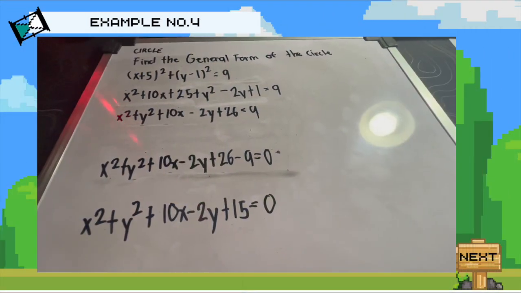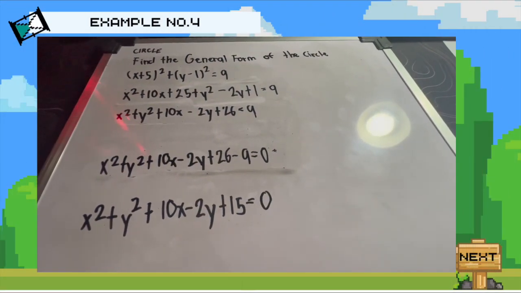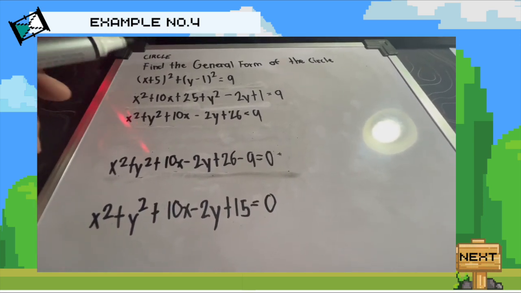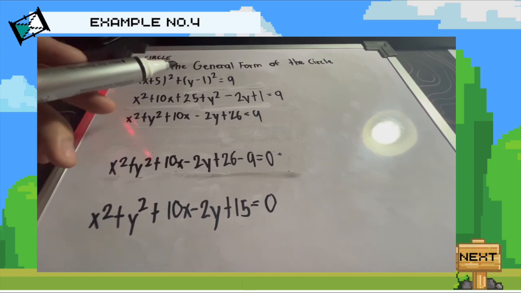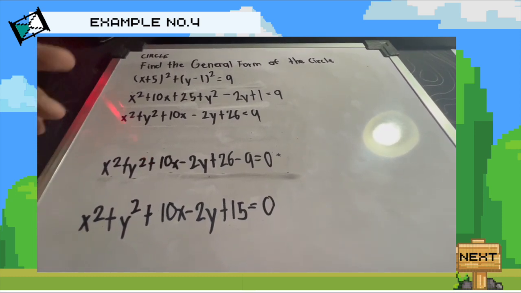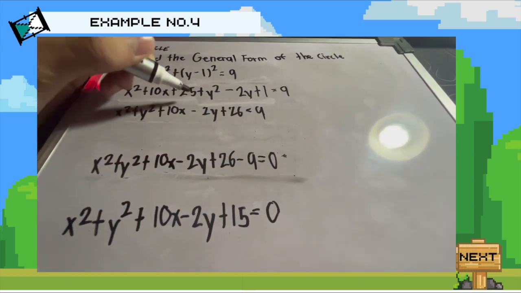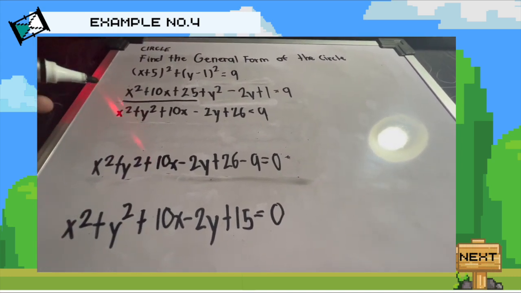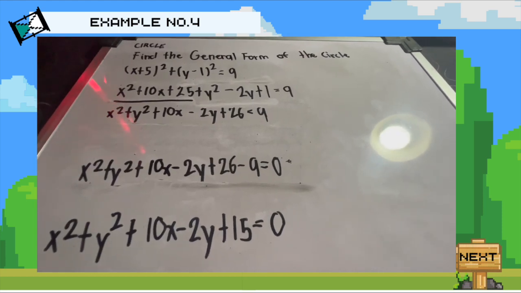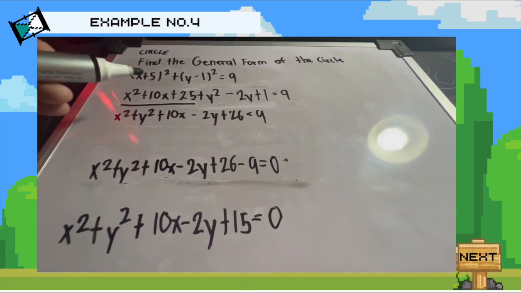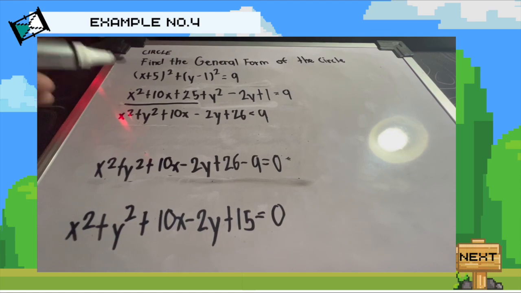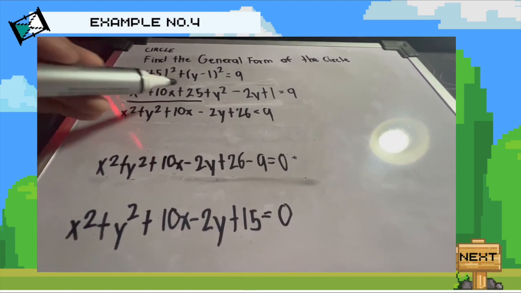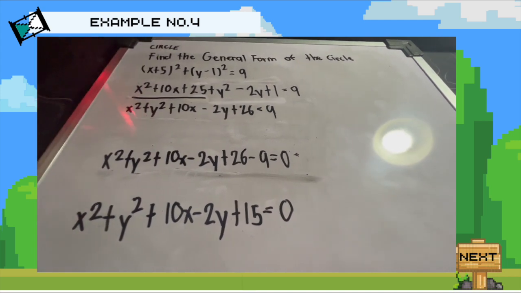So we have here our second example on how to find the general form of the circle. So here's our given. x plus 5 raised to 2 plus y minus 1 raised to 2 is equal to 9. So the first step we need to do is square the first term, so that will become x squared. Then second step, multiply the first and second term. So x times 5, that is 10x, plus square the second term, 5 squared, that is 25. Then copy the plus sign.